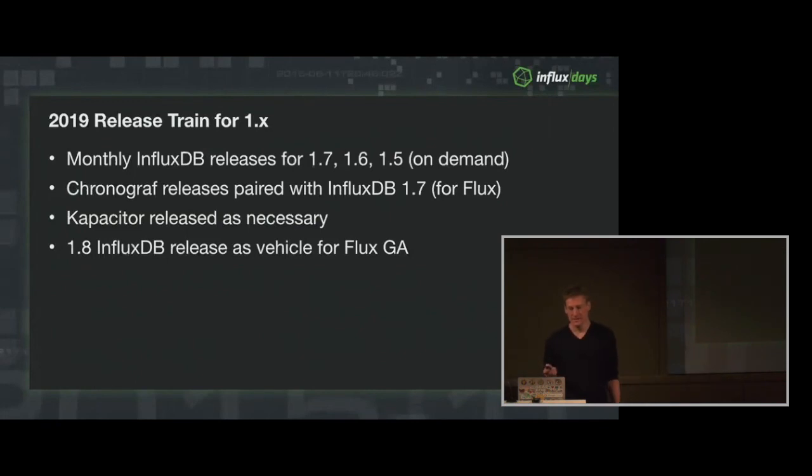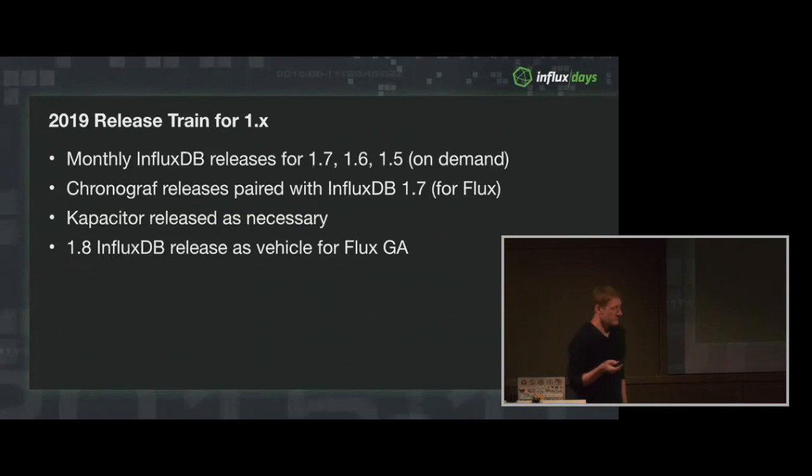Chronograf releases are being paired with InfluxDB 1.7 because there's a common Flux dependency between them. So as we go forward and you ship our monthly Influx releases with 1.7, we will integrate a recent version of Flux into that. The current version of Influx 1.7.4 actually has a relatively old version of Flux in it, so there'll be a large jump forward in our next release.